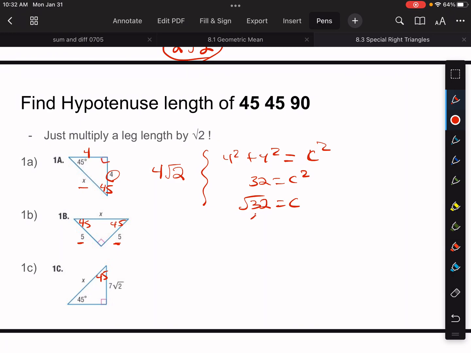If you take the perfect square of 16 out, it's the same thing as square root of 16 times the square root of 2. Square root of 16 is simply 4. Okay, so that actually reduces down to 4 root 2.